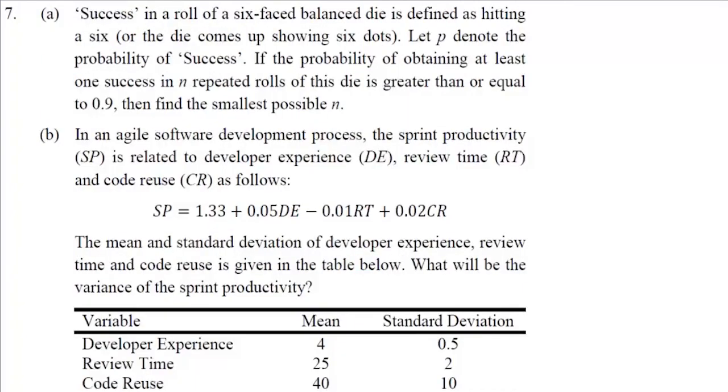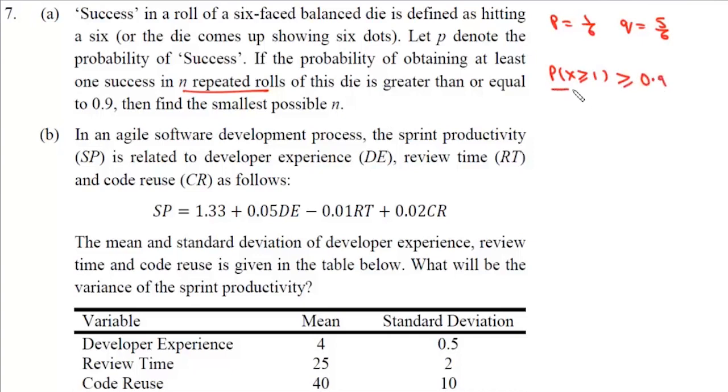Now question number 7 is, success in a roll of a 6-faced balanced die is defined as hitting a 6. So the probability of success is 1 by 6. That means the probability of failure is 5 by 6. Now it says, let p denote the probability of success. If the probability of obtaining at least one success in n repeated rolls is greater than or equal to 0.9, that means the probability that x is greater than or equal to 1 is greater than or equal to 0.9. What is the smallest possible value of n?